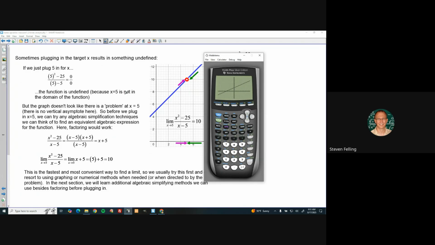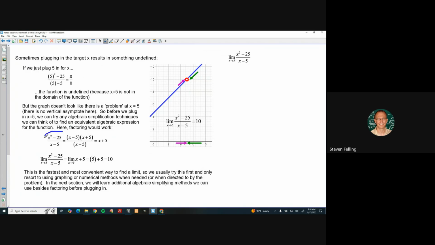Why does the graph of this crazy function here look like a line? Well, the reason is because you can factor the numerator here. X squared minus 25 is the difference of squares, so that can be factored into x minus 5 times x plus 5, and then you can factor out an x minus 5 and cancel those by making them the fraction 1 and removing them. And this is algebraically equivalent to the expression x plus 5. And that's just the equation of a line.